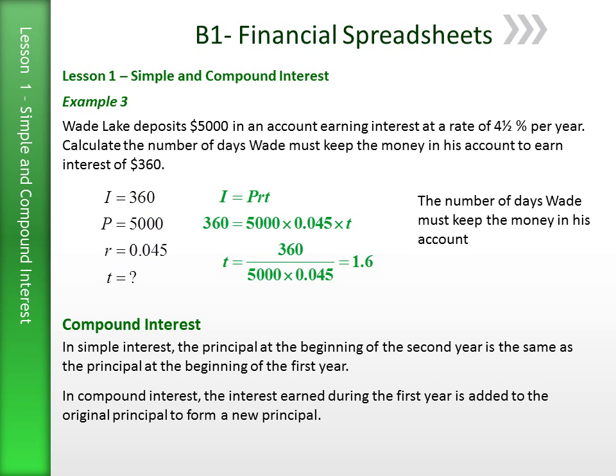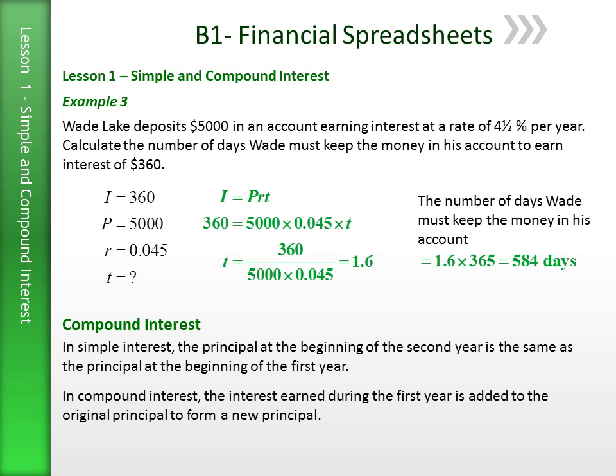Now remember that our t is always in years, so that is actually 1.6 years. And what we're asked for is the number of days. So kind of working backwards from what we did before, instead of dividing by 365, we're going to multiply by 365. So if we take the 1.6 and multiply it by 365, we find that he needs to keep the money in the account for 584 days.